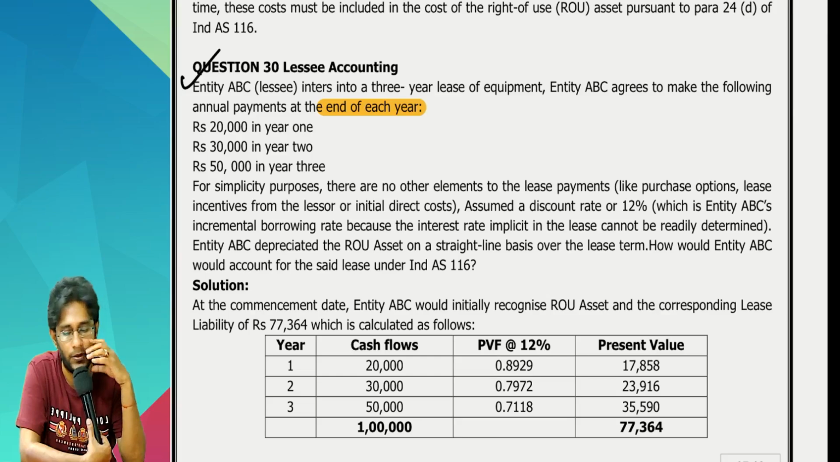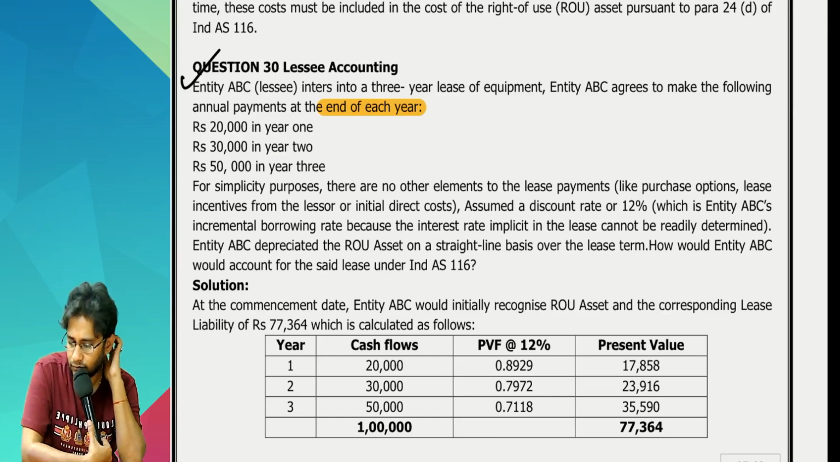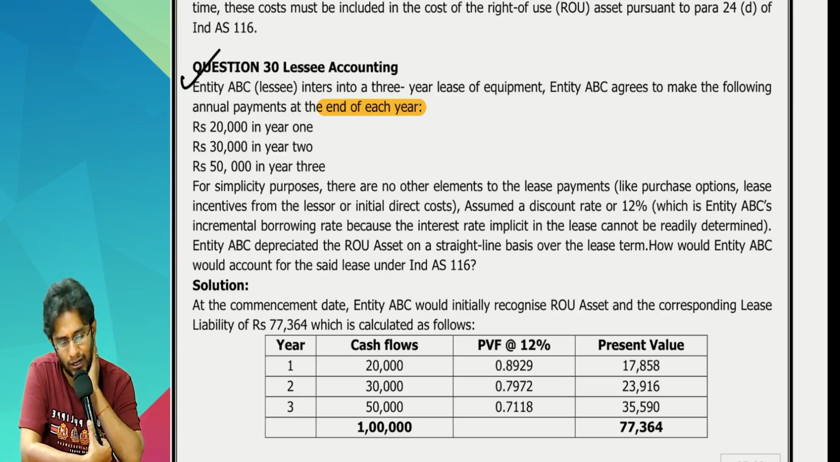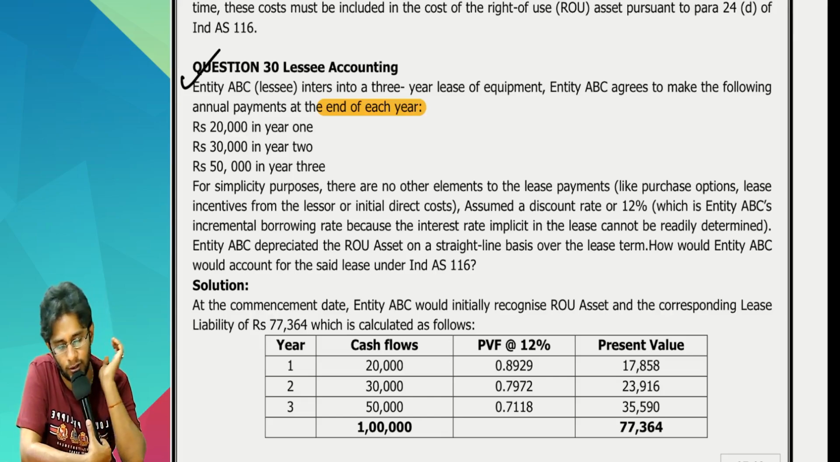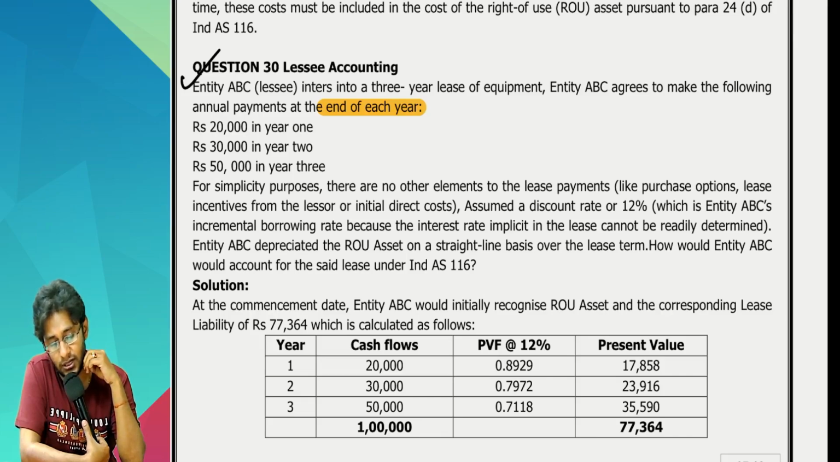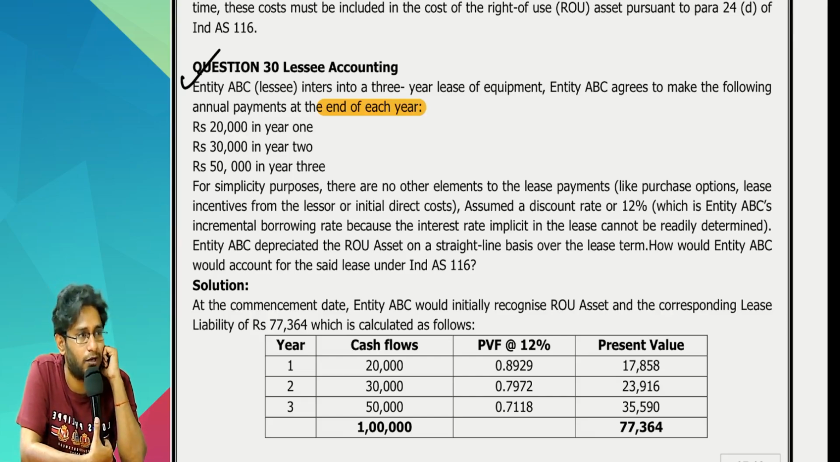So the only payments you are making is 20, 30, 50, over 1, 2, 3 years. Assume a discounting rate of 12%. Brackets, so he is saying that I am taking incremental borrowing rate only because the implicit rate cannot be worked out. Entity ABC depreciated ROU asset on a straight line basis over the lease term. How would ABC account for the said lease under Ind AS 116? A plain vanilla question, sir.